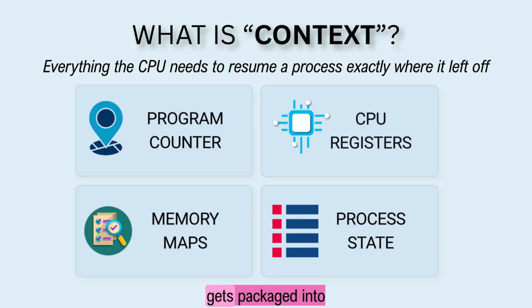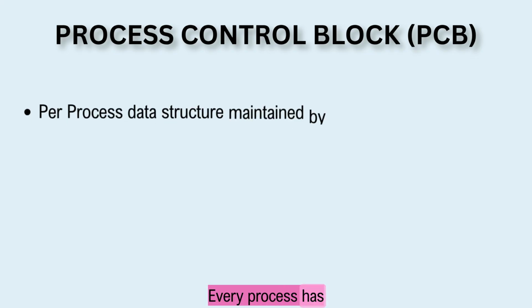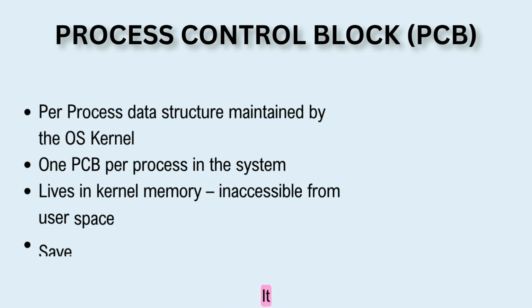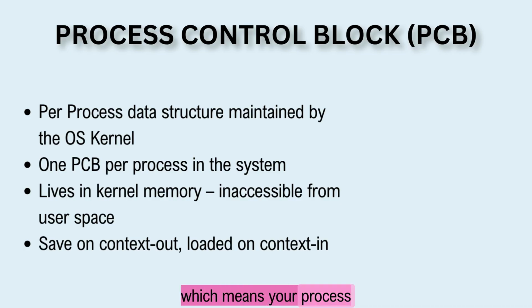All of this data gets packaged into a data structure called the process control block, PCB. Every process has exactly one PCB. It lives in kernel memory, which means your process cannot touch it directly, only the kernel can. When the OS switches away from a process, it saves everything into the PCB. When that process is switched back, its PCB is used to restore the context. So, PCB is like a bookmark that lets you resume exactly from where you left off.